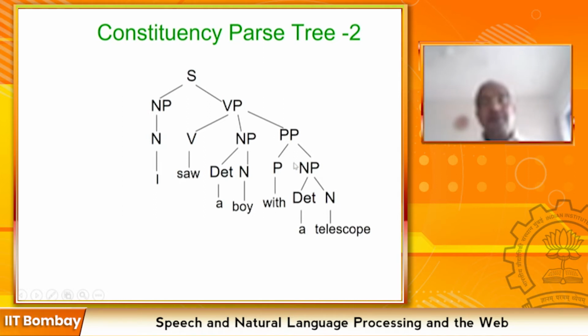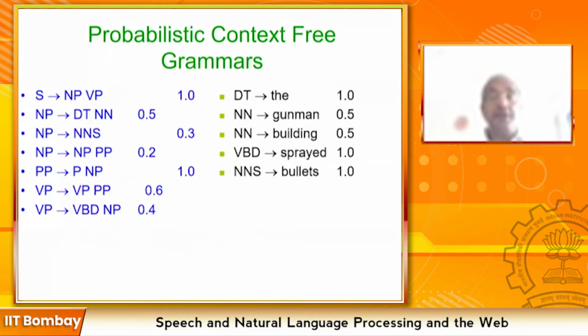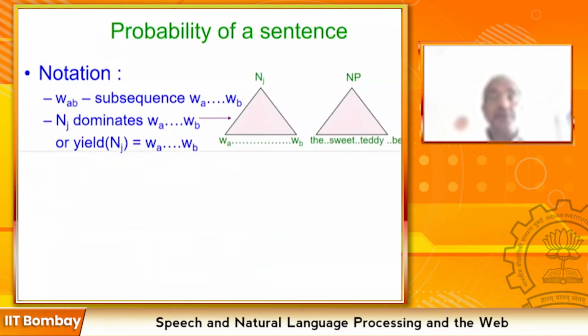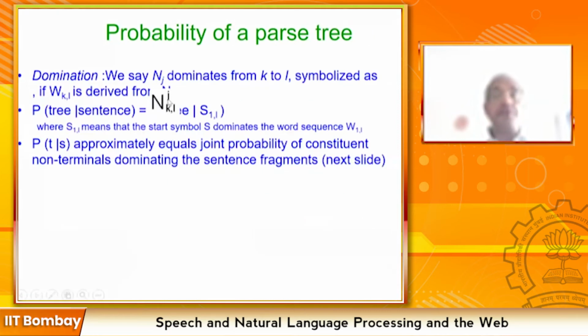extract out of whatever has been seen so far. So this is expressed by a notion called domination. Okay, domination. So let me just describe domination. I have skipped over a number of slides. So the notion of domination. So can you see this screen here? We have written domination there. It is probability of a parse tree. Are you seeing domination? Yes.